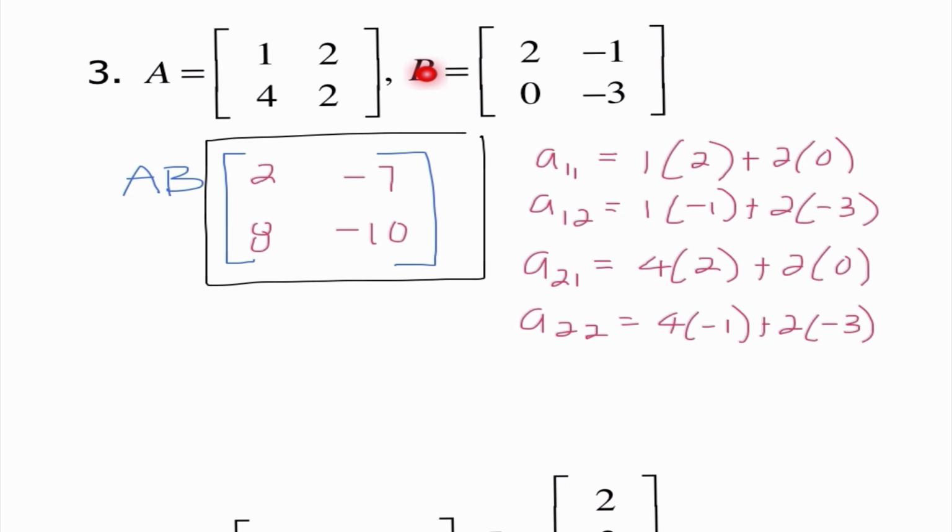If we did B times A, I would have to switch the order of these, and then I would still do the rows in B and the columns in A. If I'm doing A squared, that means I need to actually write out A times A. I'm not just squaring each entry.